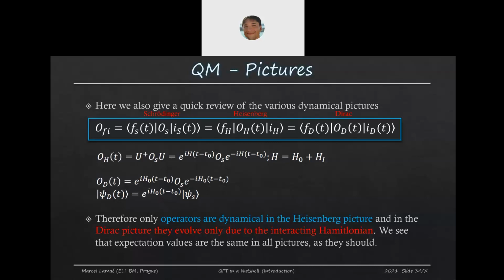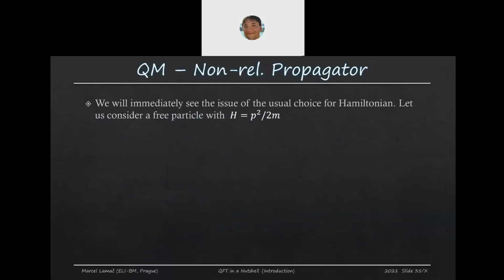So the Dirac picture is the approach that is used when you want to calculate, for example, some time-dependent perturbative expansion of some probability amplitudes, which is exactly what we will do in the next lecture when we start talking about interactions and QED. So now let's talk about what's wrong with quantum mechanics.